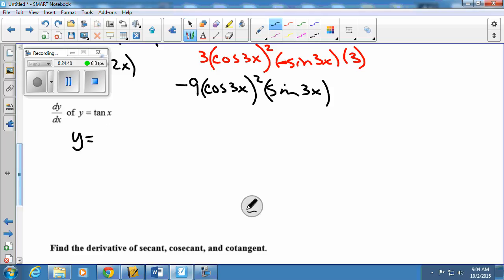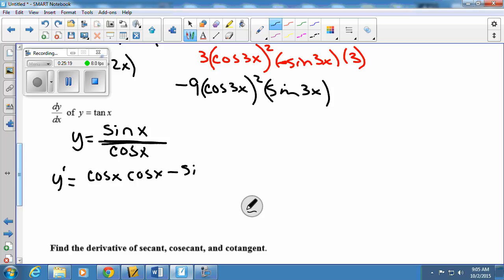So y equals the sine of x over cosine of x. Are those two equivalent? Yeah? Okay. So what rule do I need to use now? I don't want to use the definition anymore. What rule do I know now? The quotient rule. How do you take the derivative of the quotient? The derivative of the top times the bottom minus the top times the derivative of the bottom. Notice that negative came in there, and notice I put the square on it that way.